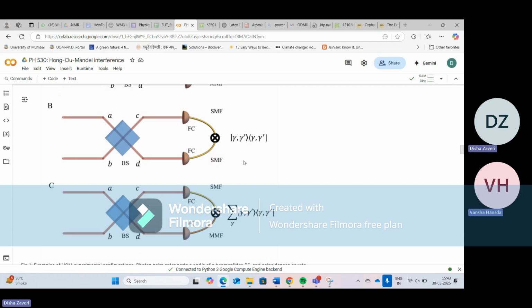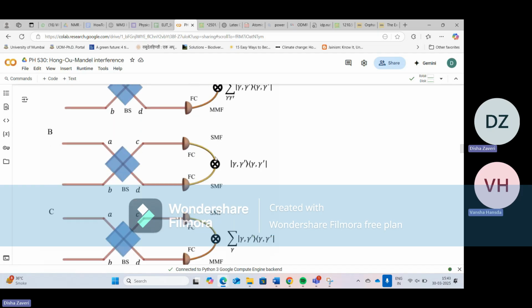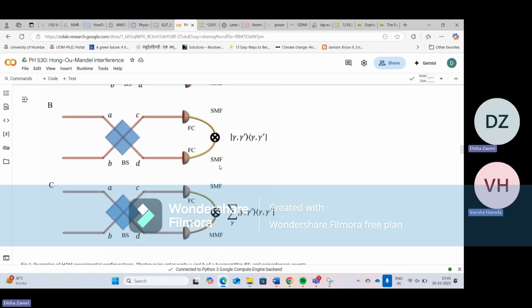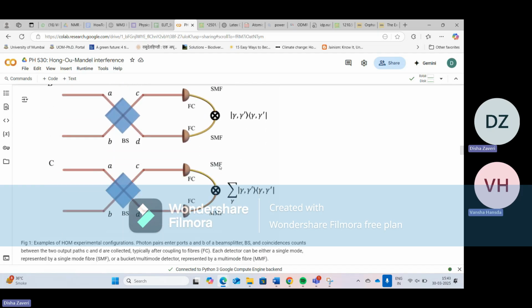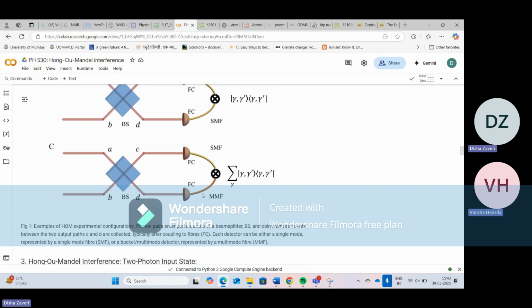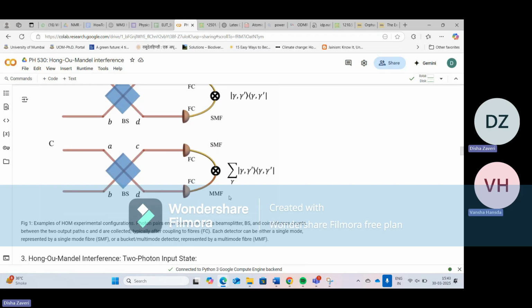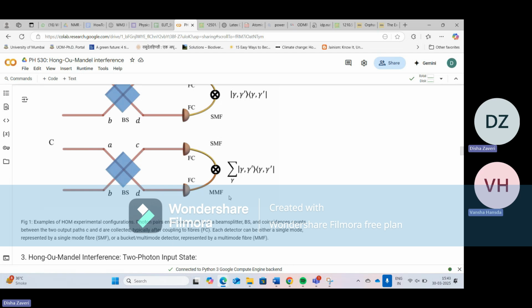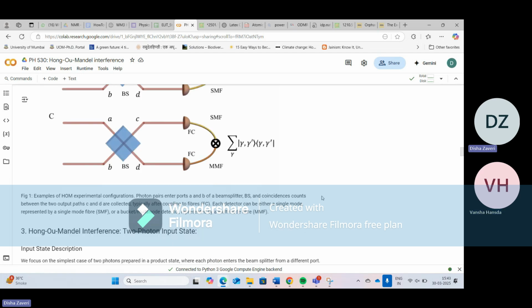The second case is basically considering two single mode fibers. So basically here the detection happens only for a specific mode, and the third case has one single mode and one multi-mode fiber. Swati will be explaining how exactly Hong-Ou-Mandel interference happens in all these three conditions. Handing over to her.